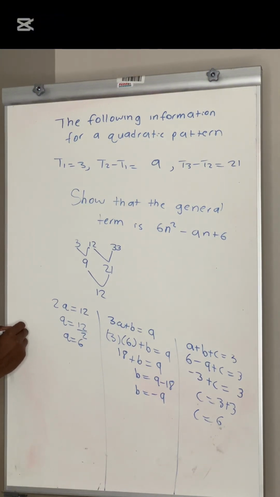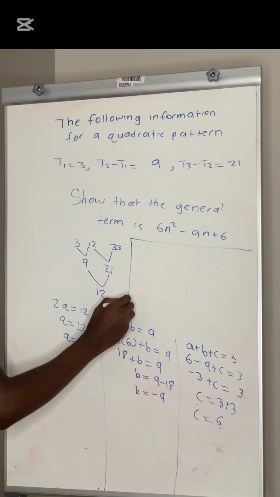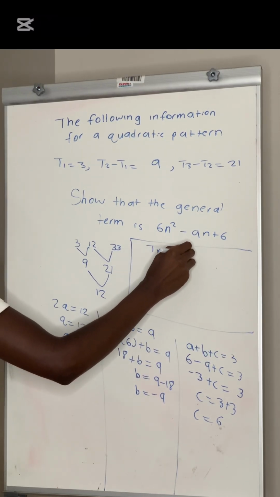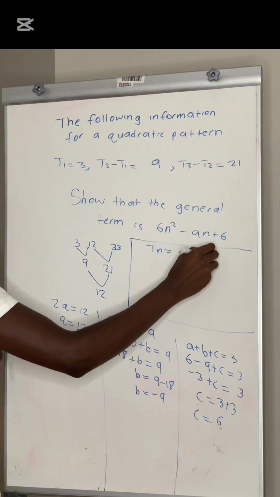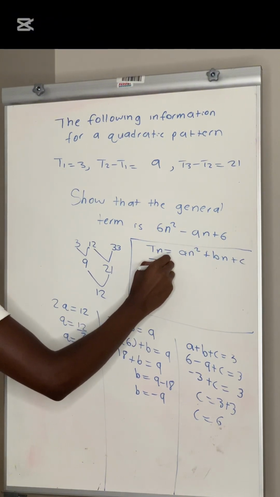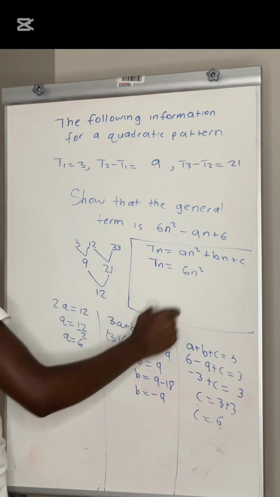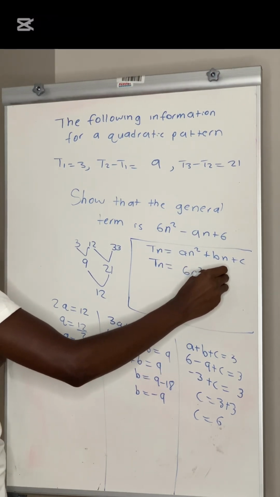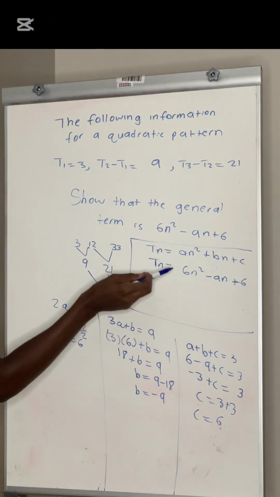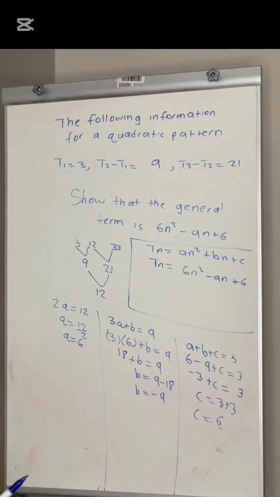And then the standard form for a quadratic says Tn is equal to an squared plus bn plus c. A is positive 6, our b is negative 9n, and our c is positive 6. So we have shown that the general term is 6n squared minus 9n plus 6.